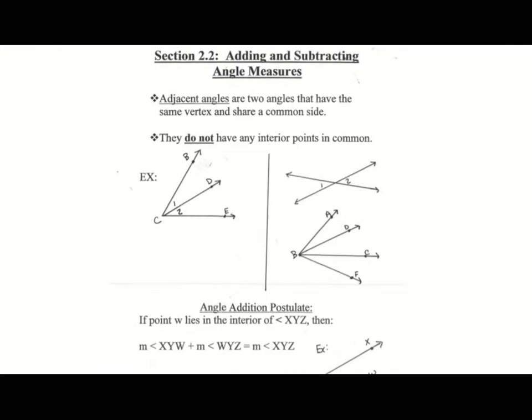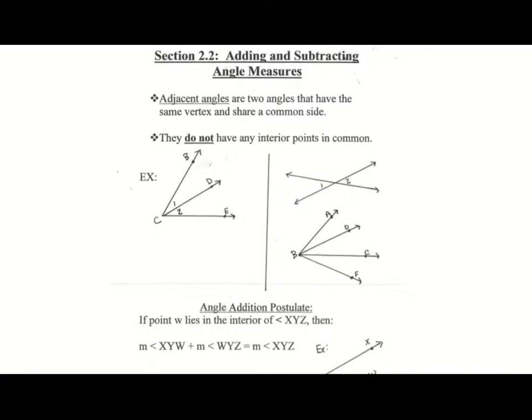In section 2.2, we are going to look at adding and subtracting angle measures. So the first term that we need to know when we're talking about angles is the term adjacent angles. And that means there are two angles that have the same vertex and share a common side. They also do not have any interior points in common.